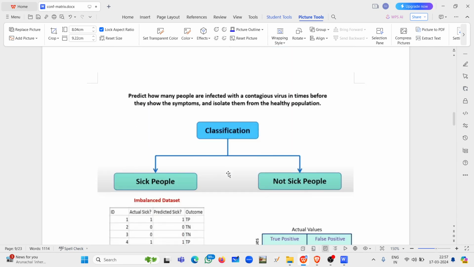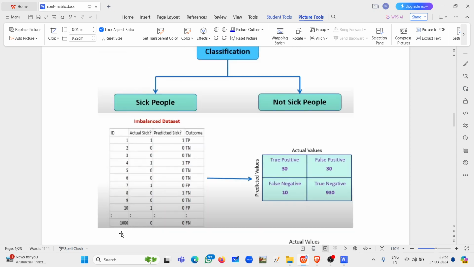Now suppose the same thing, predicting whether a person is infected or not infected. It may be corona, it may be anything, but let us not talk about corona. Now we want to predict whether the person is sick or not sick. Suppose we have taken 1000 rows of data. So patient ID 1: actually sick, predicted sick also, 1. If he is actually sick and predicted also sick, it is called true positive. And if he is actually not sick and predicted also not sick, it is true negative.